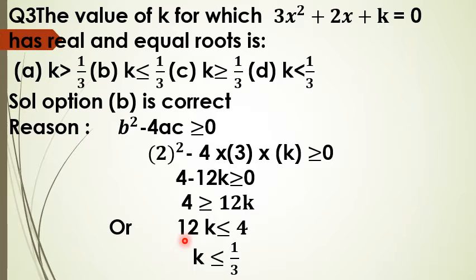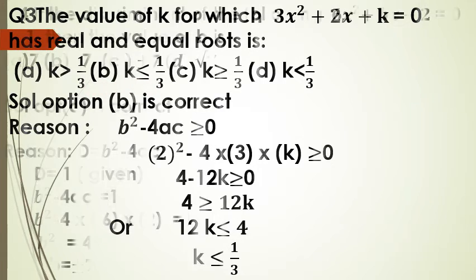Here on solving we get 12k is lesser than equal to 4. Above, it is written that 4 is greater than equal to 12k, or we can write 12k lesser than equal to 4. It is the same. On dividing by 12 on both sides, here we get k is lesser than equal to 1 upon 3. So from the options, our option B is correct.